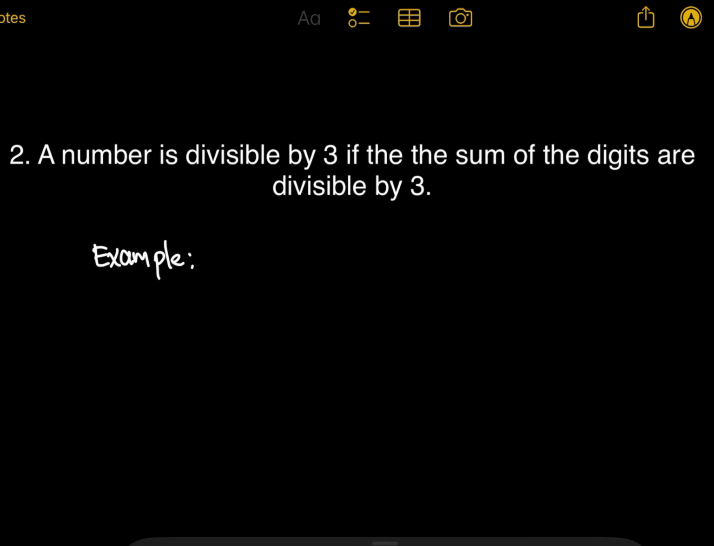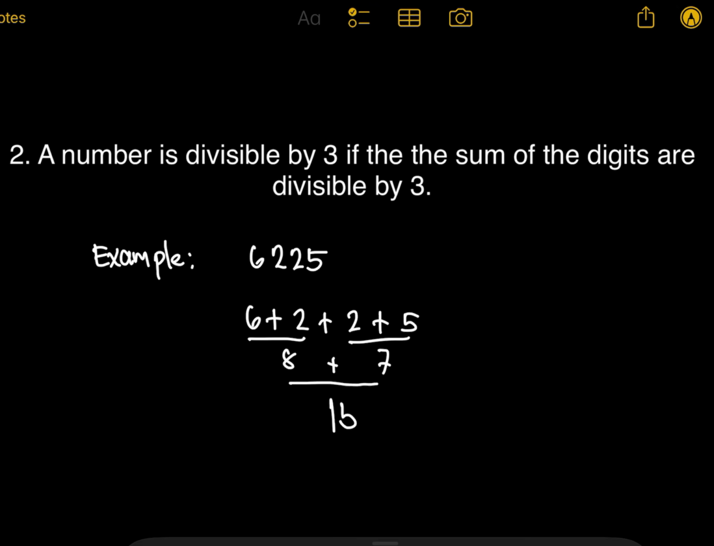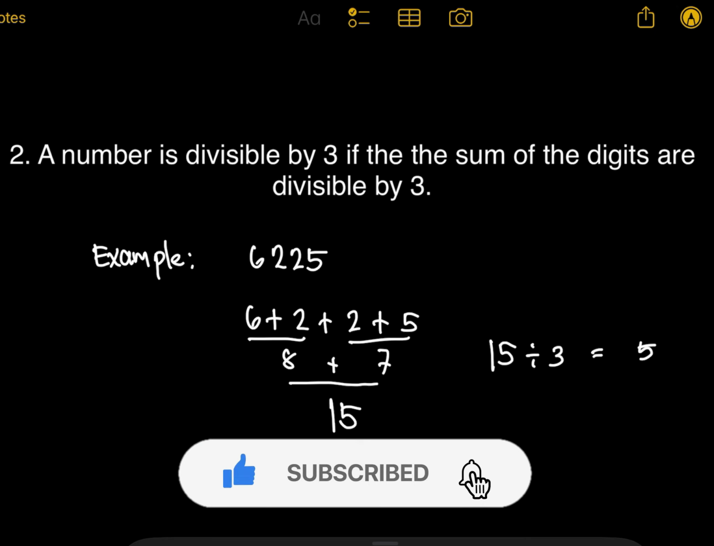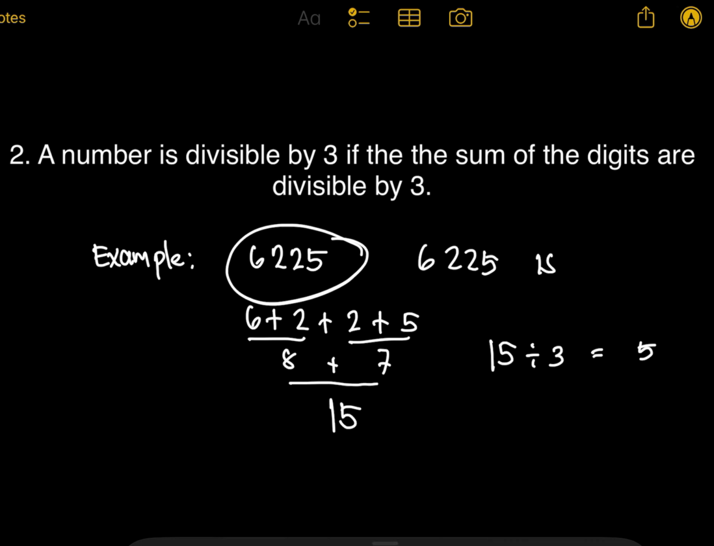So let's say 6,225. When you add 6 plus 2 plus 2 plus 5, 6 plus 2 is 8, then 2 plus 5 is 7, then 8 plus 7 is 15. So 15 is divisible by 3, because 15 divided by 3 is 5. Therefore 6,225 is divisible by 3.